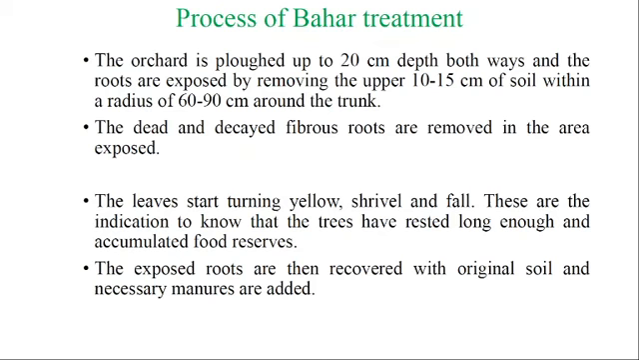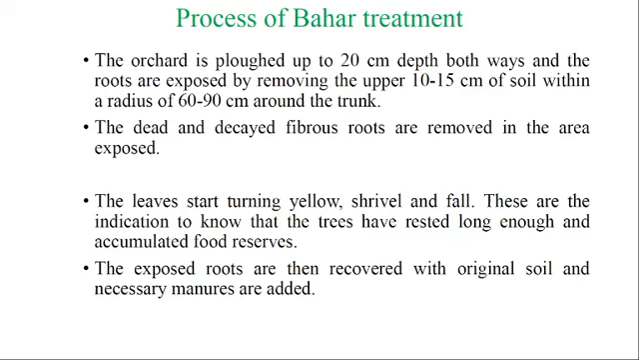What is the process of the Bahar treatment? At first, when we have selected the plants, the orchard is ploughed up to 20 centimeter depth both ways, and the roots are exposed by removing the upper 10 to 15 centimeter of the soil within a radius of 60 to 90 centimeter around the trunk, depending upon the plant. So the orchard is ploughed up to 20 centimeter depth, and the upper 10 to 15 centimeter of soil is removed, because dead and decayed fibrous roots are removed in the exposed area.